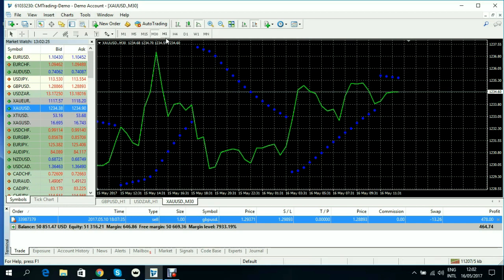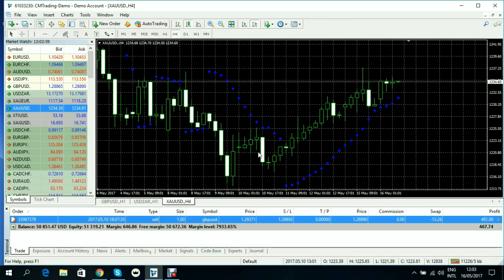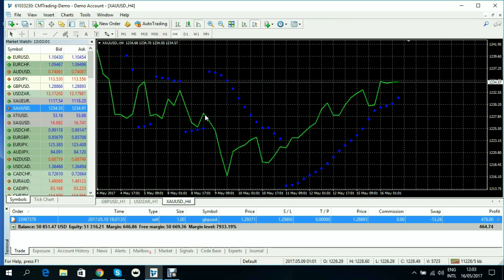If you see the dot up, then it is an indication that the price will be selling or markets will be going down. And you can see the proof here that when the dots were appearing above the trend or the price or the candlesticks, market sold.